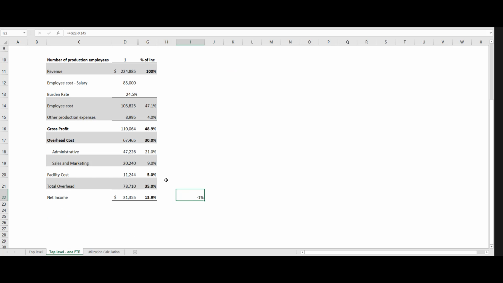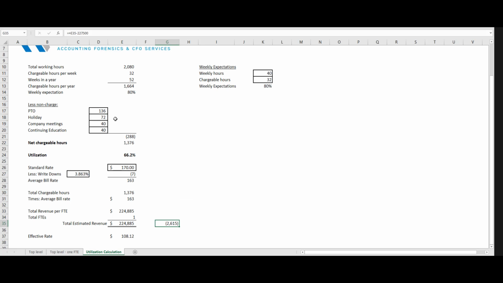And your net income's getting down. Now remember, we do not want that number to get to 10% or below, because otherwise you're at what's called the new break even. So that is very key to keep in mind. So let's go ahead and restore this back to its original setting. So now we're back to our original setting.